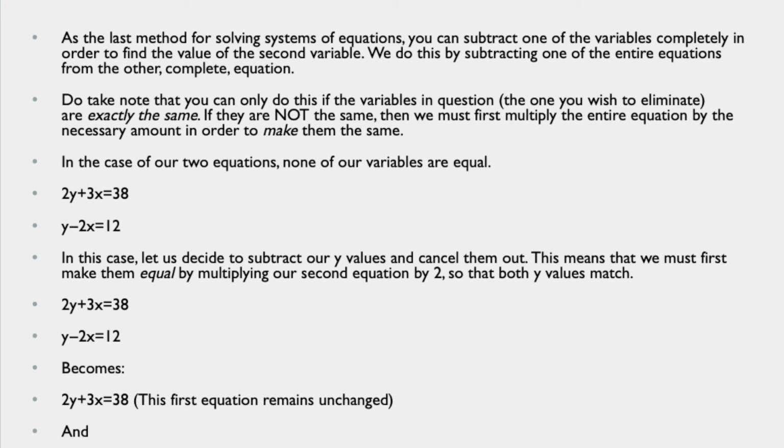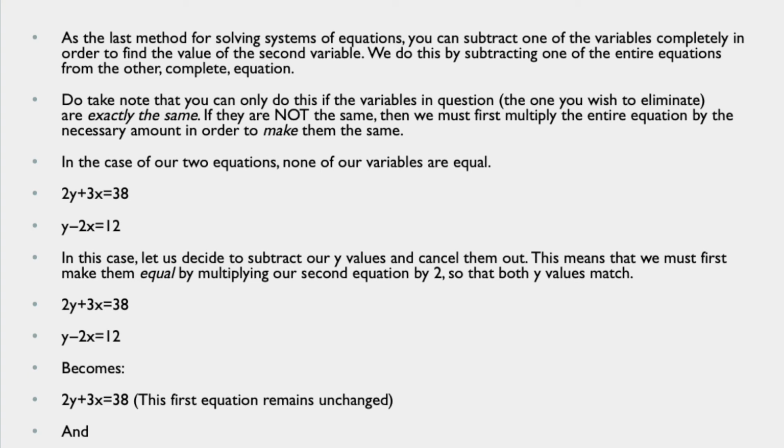So in this case, of our two equations, none of the variables are equal. As we said, we have 2y plus 3x equals 38 and y minus 2x equals 12. None of them are equal. In this case, we're going to have to subtract our y values and cancel them out. This means that we must first make them equal by multiplying our second equation by 2 so that the y values match.